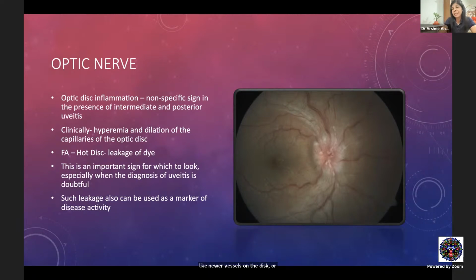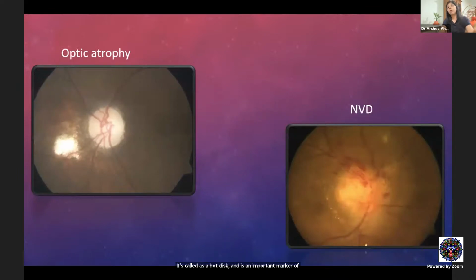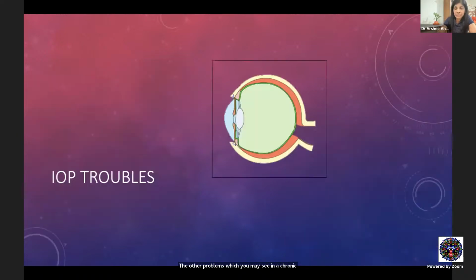So the hot disc is, as I showed you in one of the angiograms earlier, whenever there is leakage of dye from the disc, it's called a hot disc and is an important marker of inflammation. You can also use this sign as a prognostic marker during treatment. The other problems which you may see in a chronic uveitic eye are optic atrophy, and you can even see neovascularization on the surface of the disc.